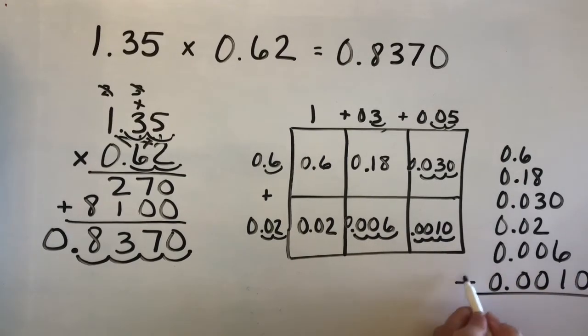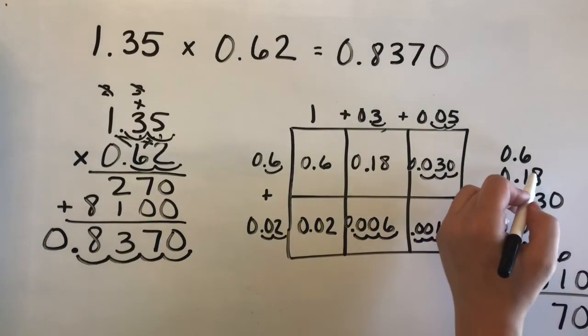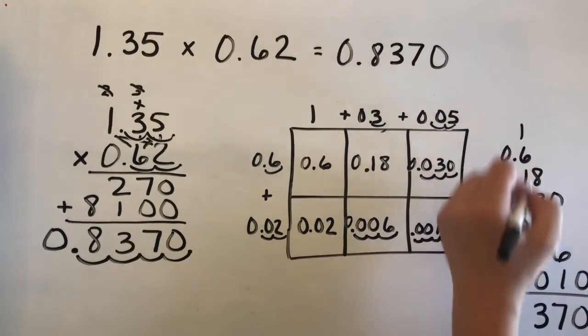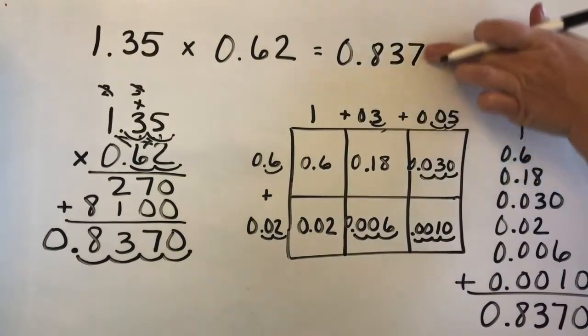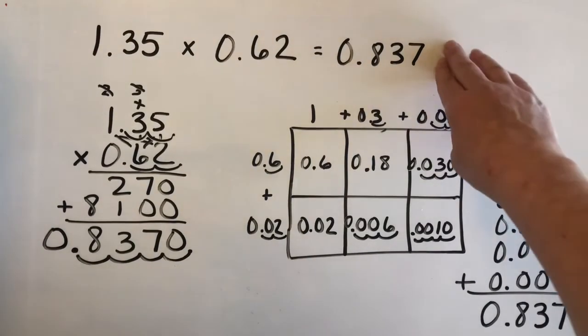Okay, so then we add them all together and we get 0, 0, 6, 1, 7, 11, 12, 13, so carry my 1, 8, 0. Now, do I have to put that 0 at the end? Of course I don't. I can say it's 837 thousandths. I do not need to use it because it is a 0 at the end.